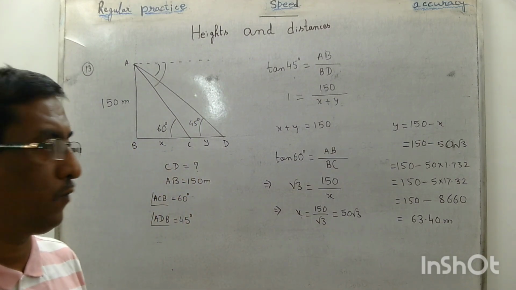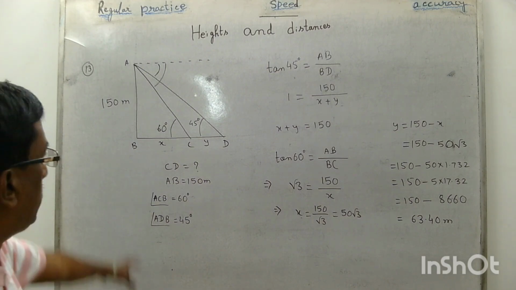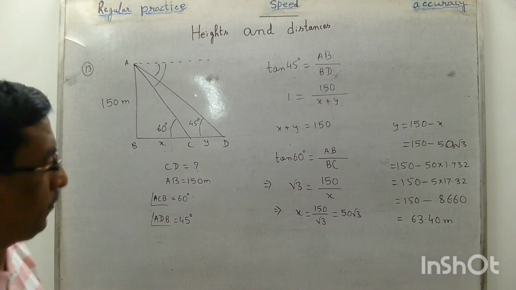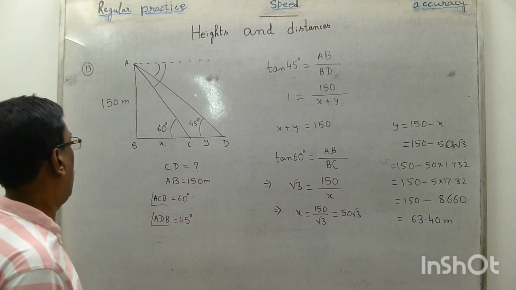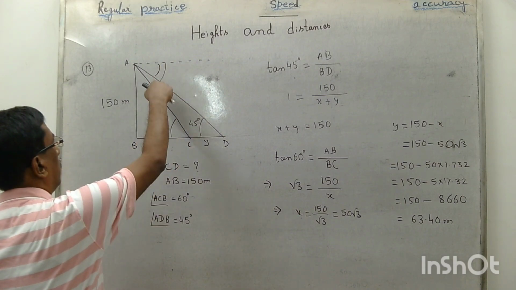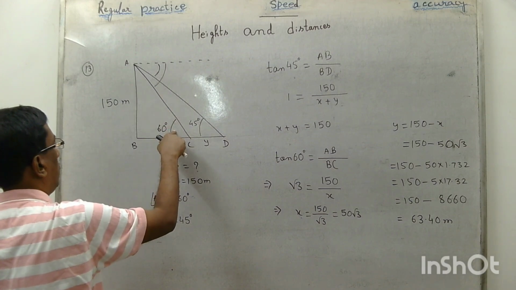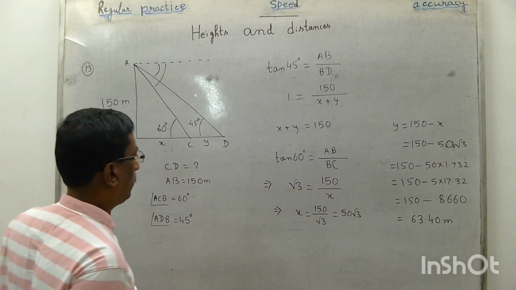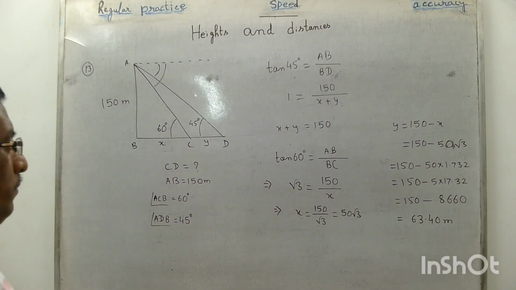क्वेश्चन क्या है। क्वेश्चन कुछ नहीं है, एक टावर है, AB is the tower and someone is observing from this portion two objects situated at C and D. The height of the tower is 150 and the angle of depression is 45 degree and this portion is 60 degree. So what is the distance between these two objects? Ultimately I have solved the problem. Clear? Now we will go to problem number 14.